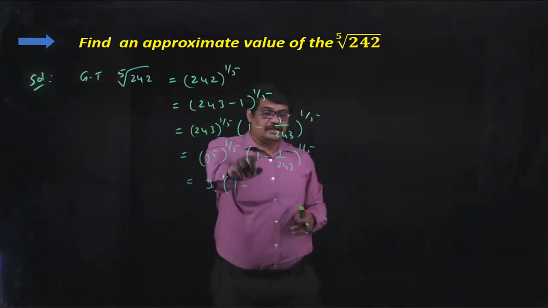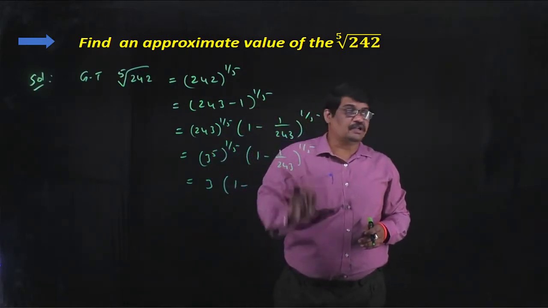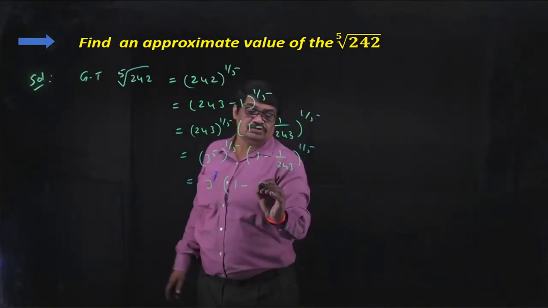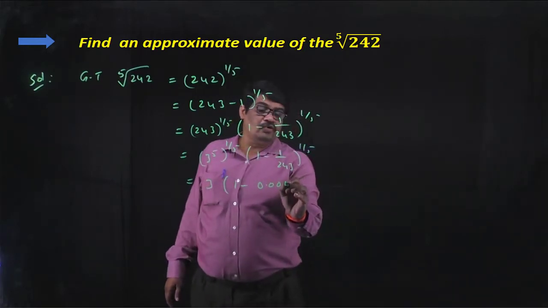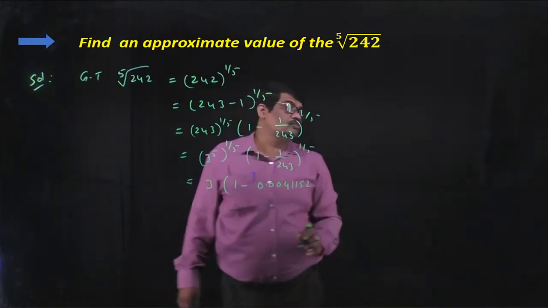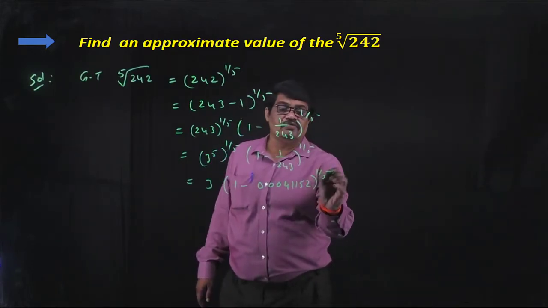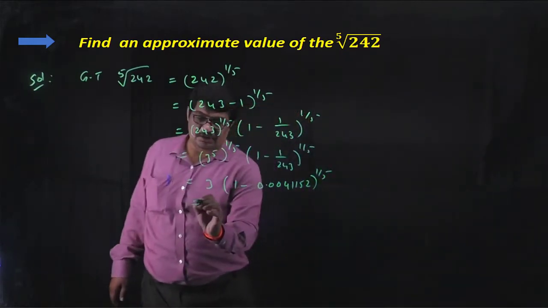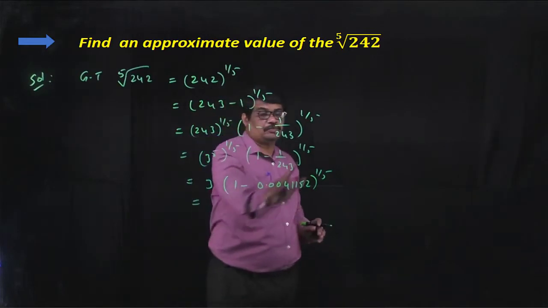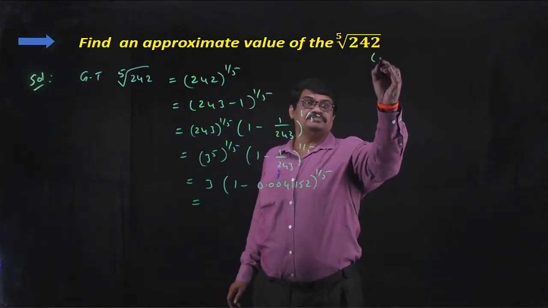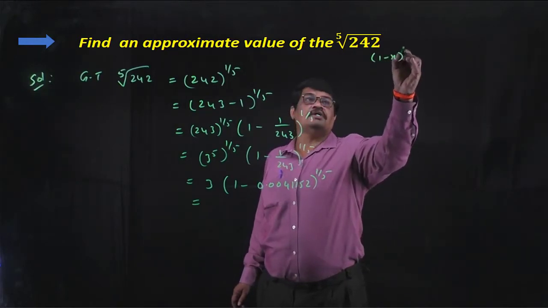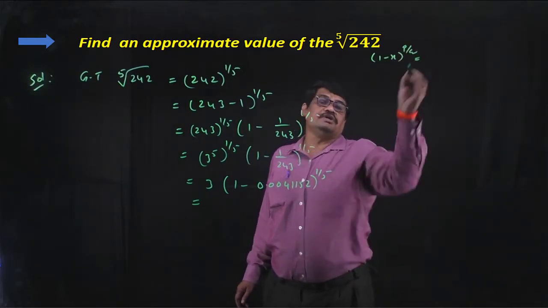So this is 3 times (1 minus 1 by 243). Now we are dividing 1 by 243. We are getting the value 0.00411152, whole to the power of 1 by 5. So this is in the form of (1 minus x) whole power p by q. We are using this expansion.